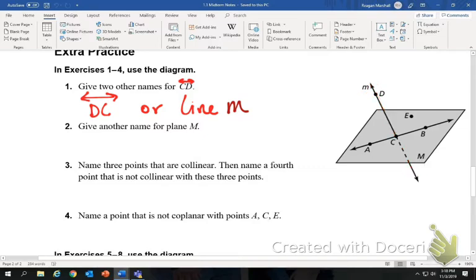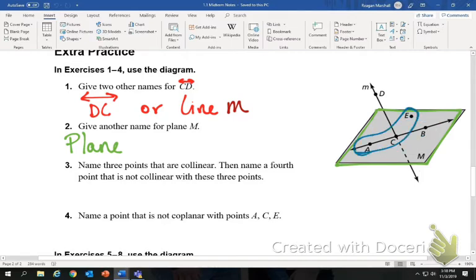The next one, give another name for plane M. So again, you're wanting to name this plane. Well, first you have to say plane. The reason that they used 1 letter is M is in the corner. It's not a point. It's the name of the plane. And then you're going to use any 3 points except for the 3 that are on the same line.